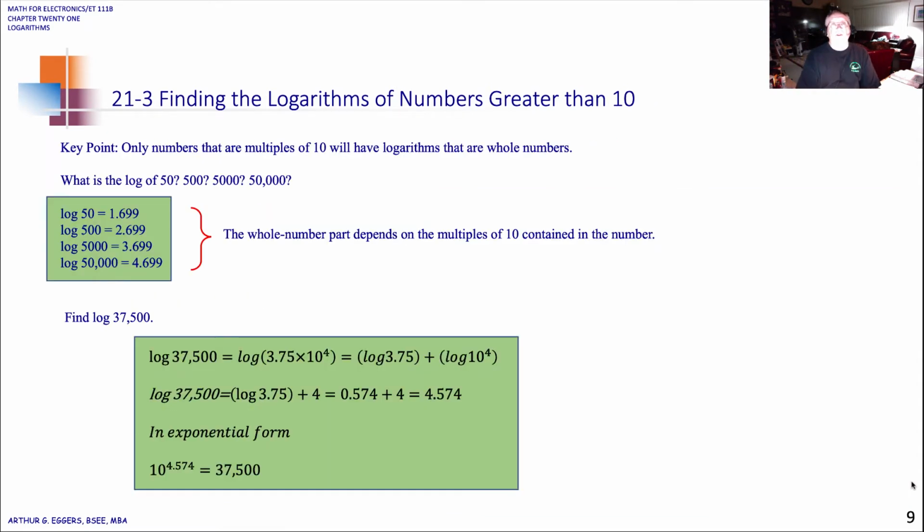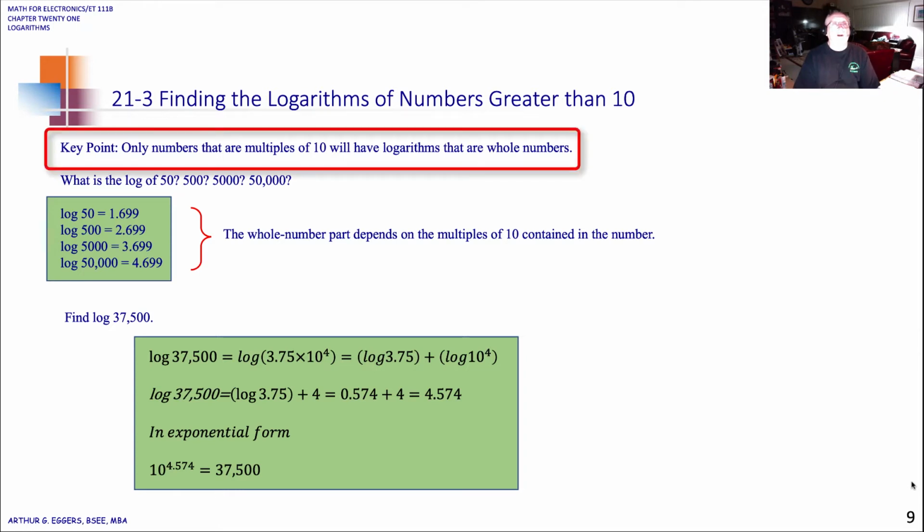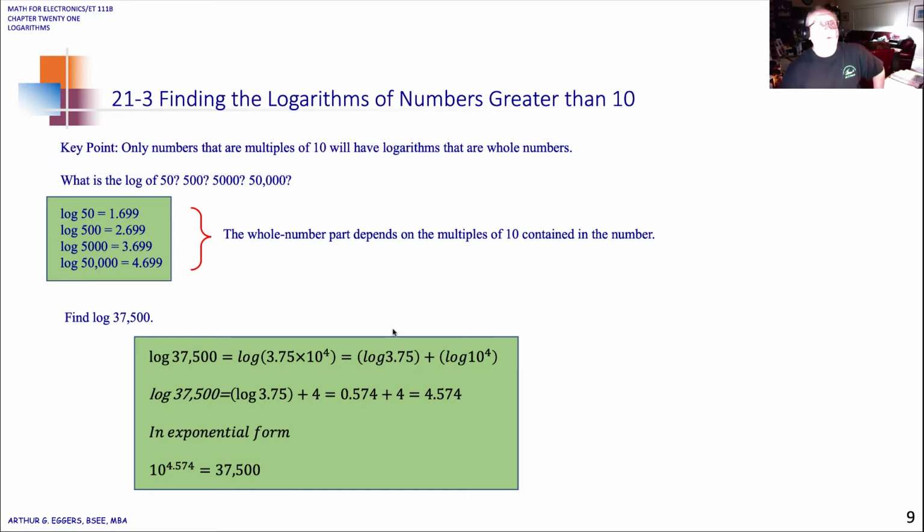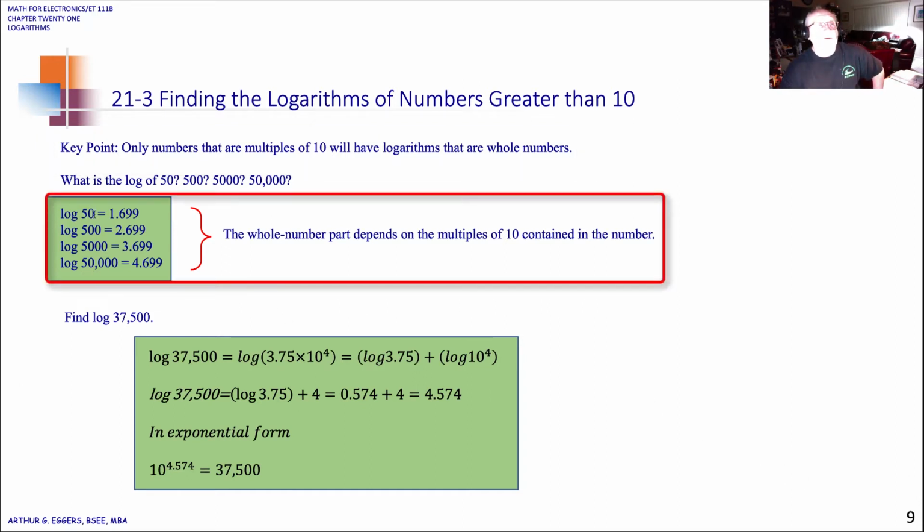Finding logarithms of numbers greater than 10. Key point, only numbers that are multiples of 10 will have logarithms that are whole numbers. Again, if we take a look at these values, what's the log of 50, 500, 5,000, 50,000? You can see what happens when you take the log, and these just become shortcuts. There are values that you will use a lot, and these things will be inherent. You'll start to memorize them.